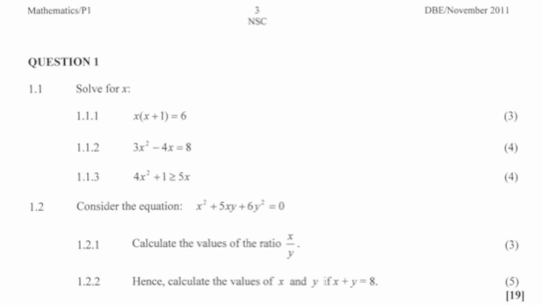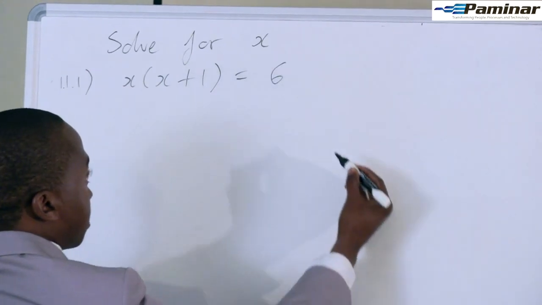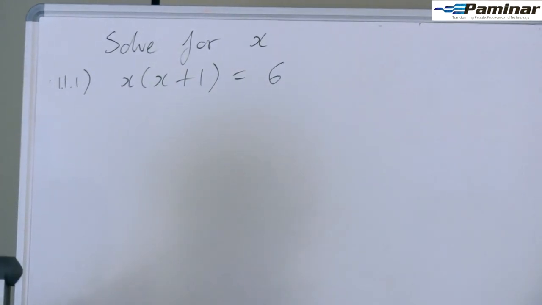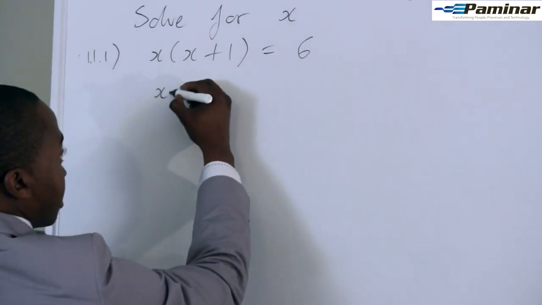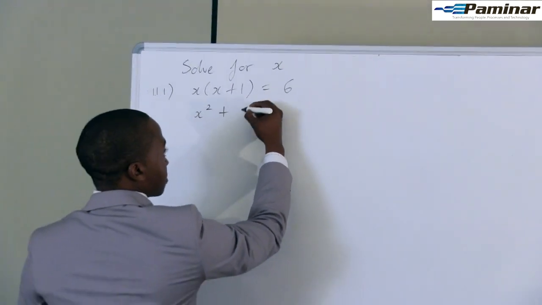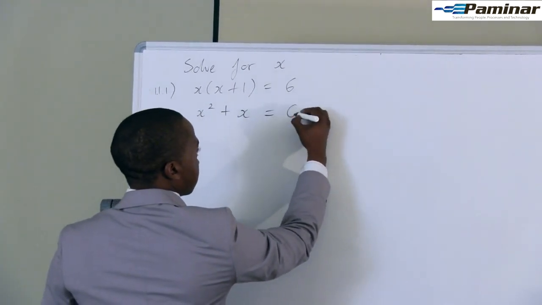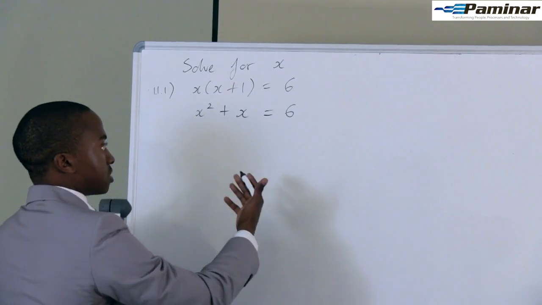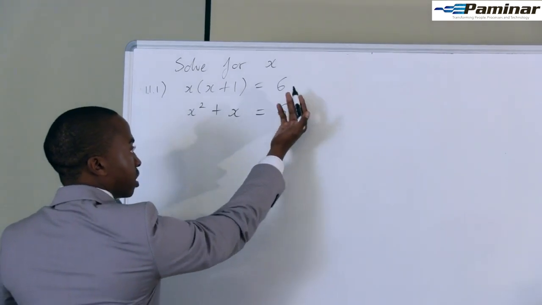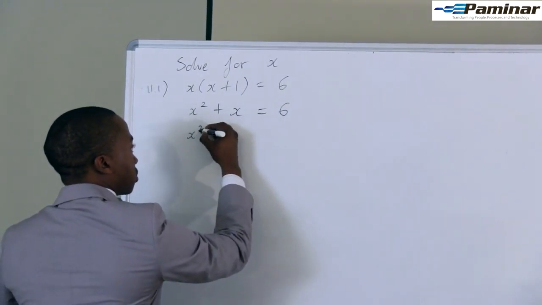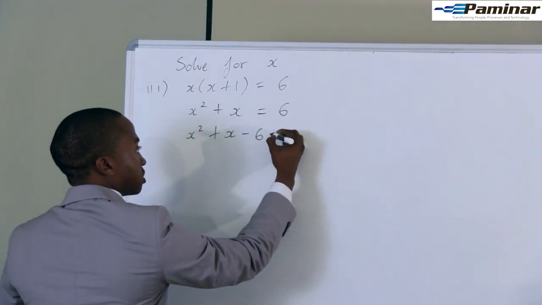And the question is, x times x plus 1 is equal to 6. Okay, the method to follow here first would be to open up your brackets. So you multiply x times x, which is x squared, plus 1 times x, which is x, which will equal 6. Then as you see, we've got the form of a quadratic equation. Then you need to bring the 6 over so that you complete the quadratic equation.